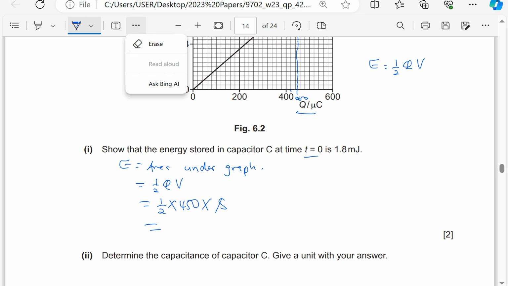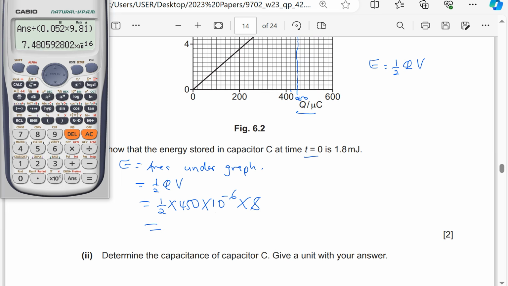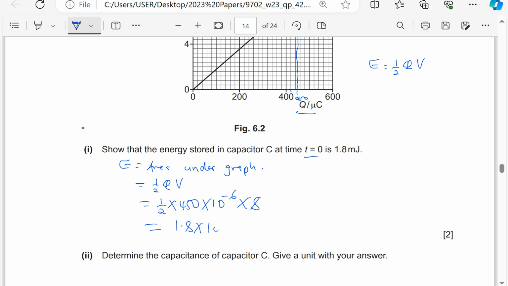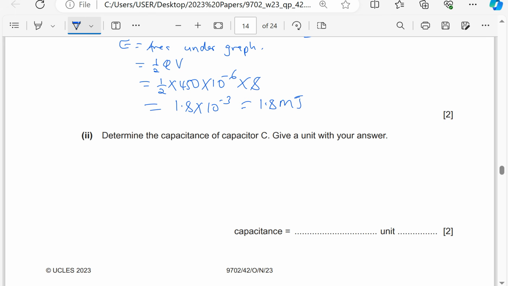So I have to say times 10 to the power of minus 6, then times 8. So when I press my calculator, I have 0.5 times 450 times 10 to the power of minus 6. I multiply this by 8, and it gives me 1.8 times 10 to the power of minus 3, which is the same as 1.8 millijoules. Then determine the capacitance of the capacitor C. Give a unit with your answer.